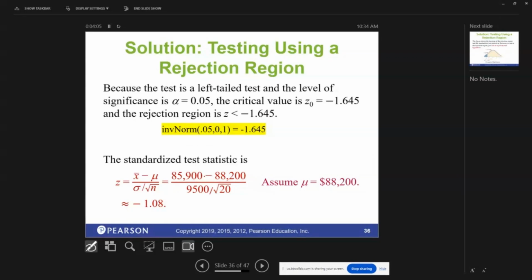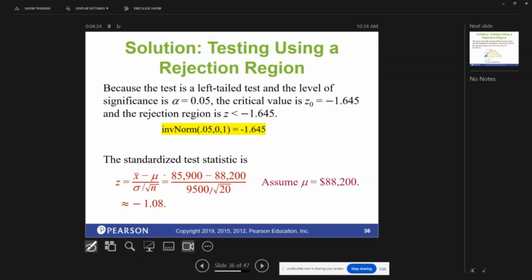X bar was 85,900, the mean was 88,200, so I subtract those and I divide by 9,500 over the square root of 20. That gives me about negative 1.08.